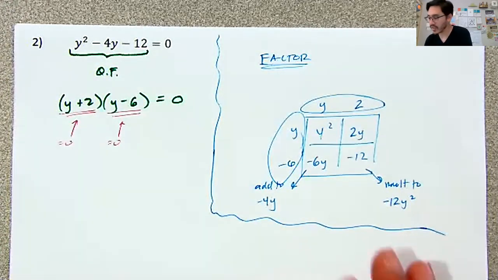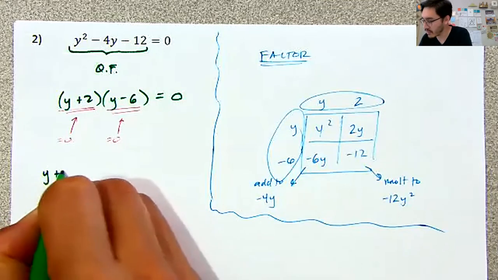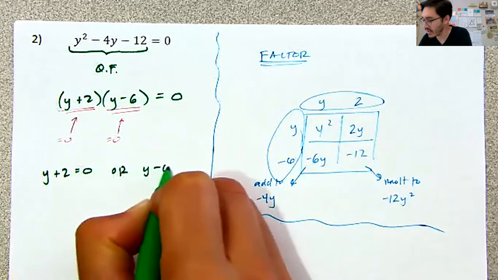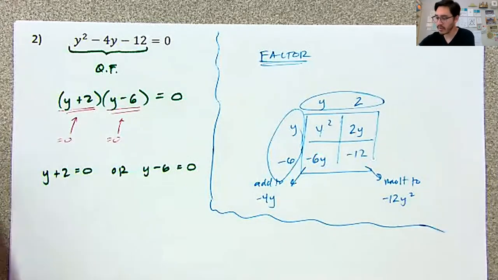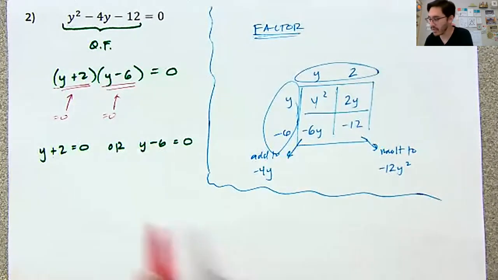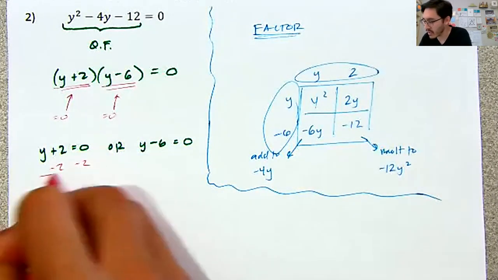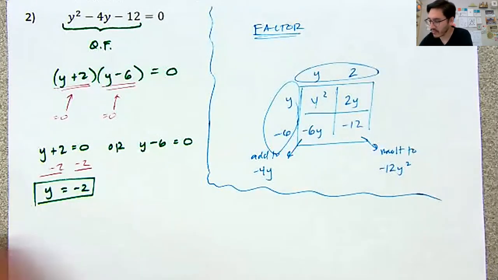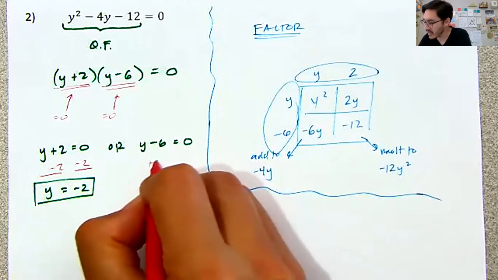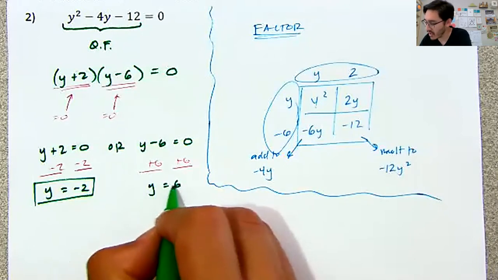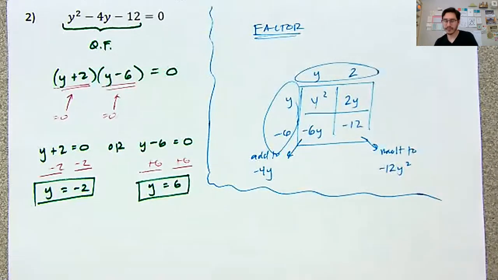All right, so now we're just going to set up 2 equations. Take the first expression, y plus 2, set it equal to 0, and take the second expression, y minus 6, set that equal to 0. And yeah, you can probably solve this mentally, but I'm just going to work out every step for the sake of completion. So we're going to subtract 2 from both sides, get y equals negative 2. And then we're going to add 6 to both sides here, and then we get y equals 6.